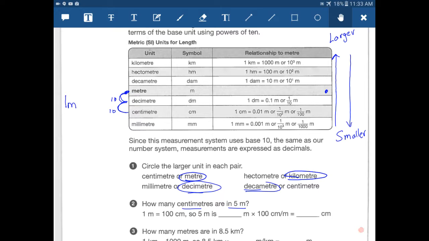So now we are going down, everybody. Do we multiply or do we divide? Because we're going down, we are going to multiply. So if you have 1 meter, we multiply that by 100 to tell us how many centimeters we have. So 1 meter is 100 centimeters. You could do it that way. And then, since we have 5 meters in this question, you could set up a bit of a ratio.